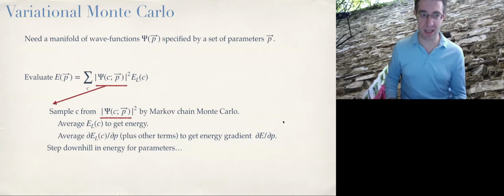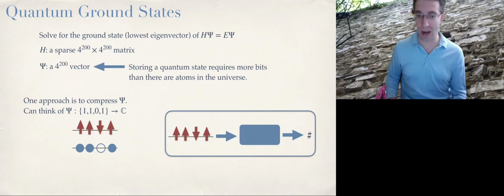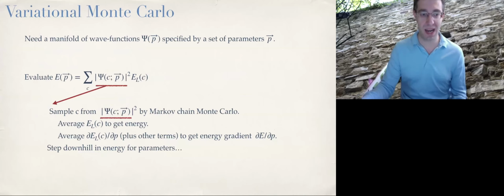So in practice, you don't guess a single black box. What you do is you guess a whole manifold of wave functions that are parameterized by some set of parameters. So you say, look, I have lots of possible functions that might possibly be a good guess for this ground state eigenvector, for this 4 to the 200 vector that I'm trying to get my hands on.